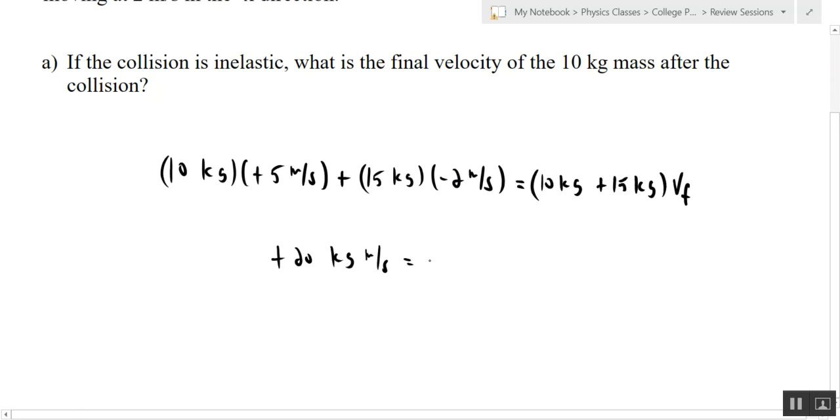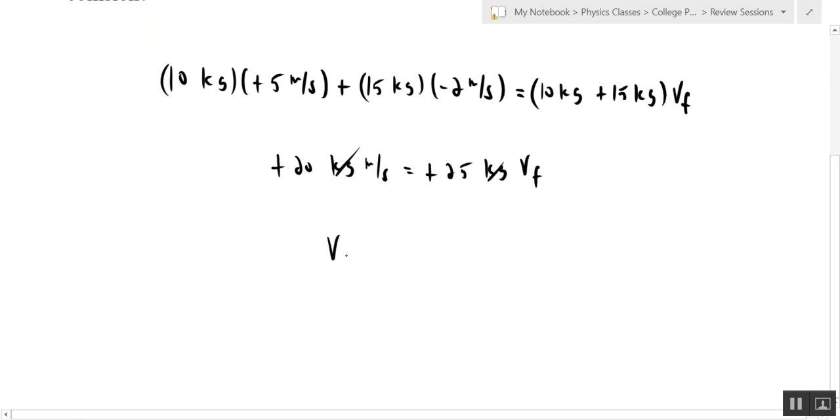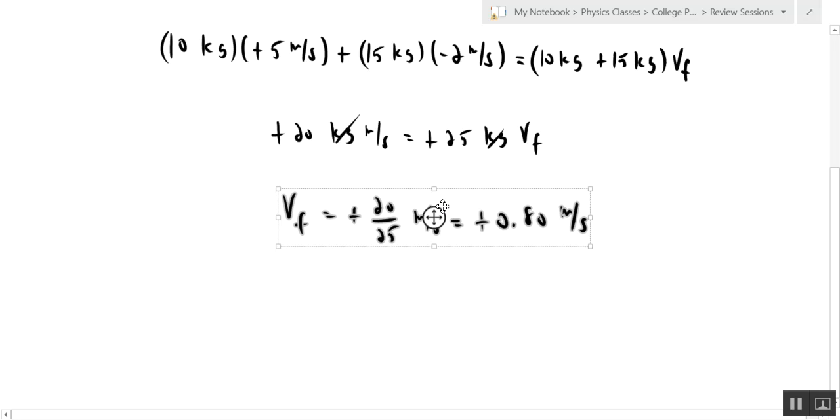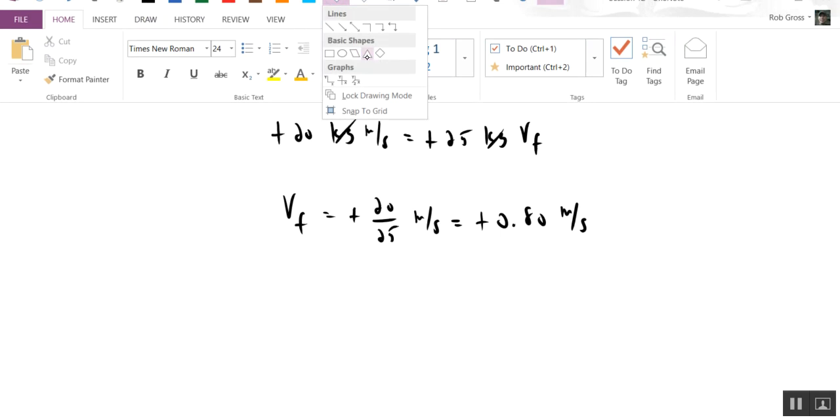But anyhow, this is 25 times VF, so the kilograms cancel out. So it's just 20 divided by 25. What was that? 0.8. Yeah, so the numbers work a little bit weird, it's kind of small, but I just made up the numbers off the top of my head. But anyhow, you get 0.8 meters per second, and it's positive, meaning both of them are going in the positive x direction after they collide.